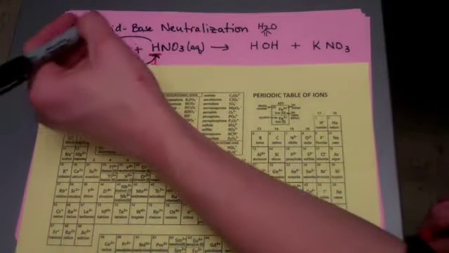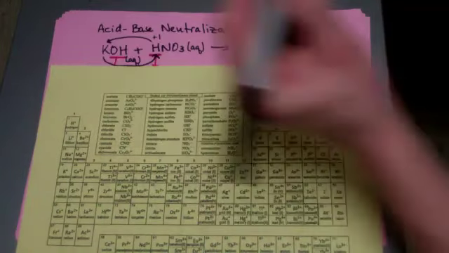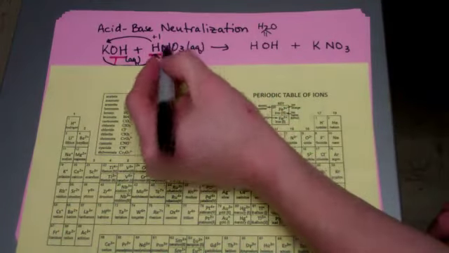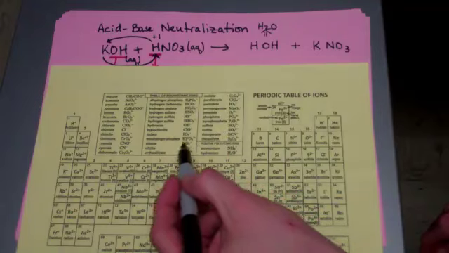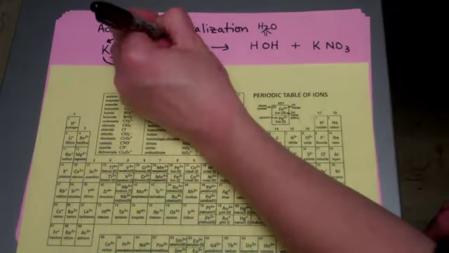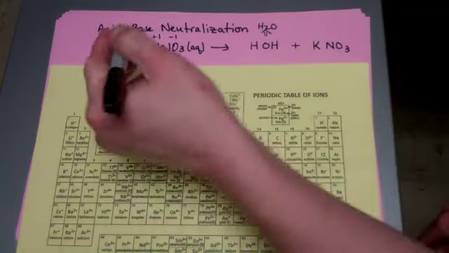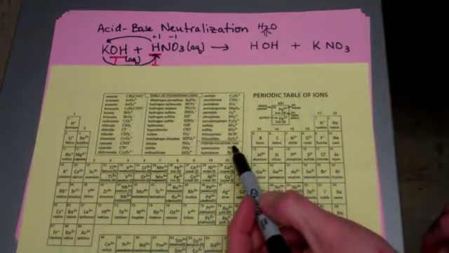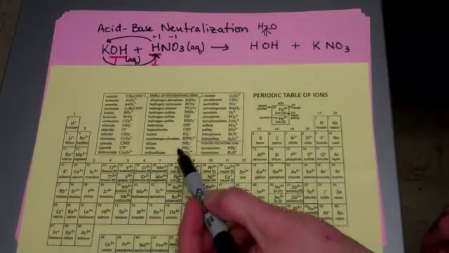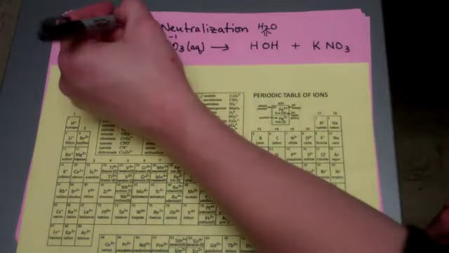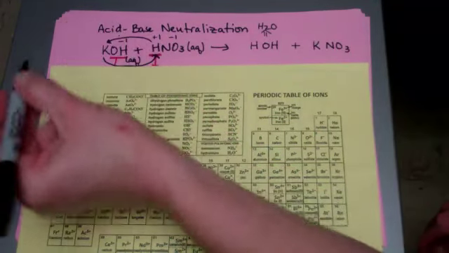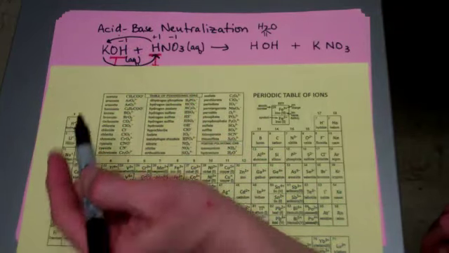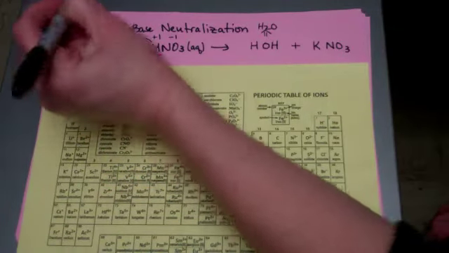We know our H has a +1 charge, very easy. Nitrate, we can look up on our table again. We know that's a -1 charge, so that guy's balanced. The OH hydroxide ion is also a -1 charge. And we know potassium is in group 1, so it's got to be a +1.